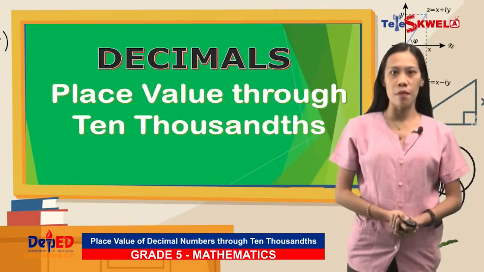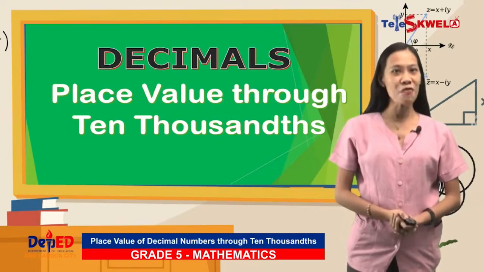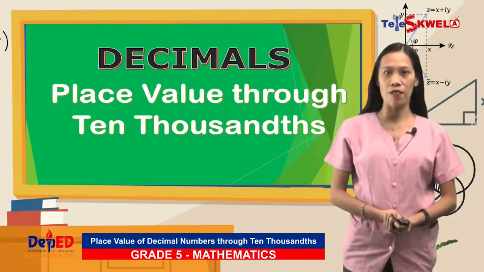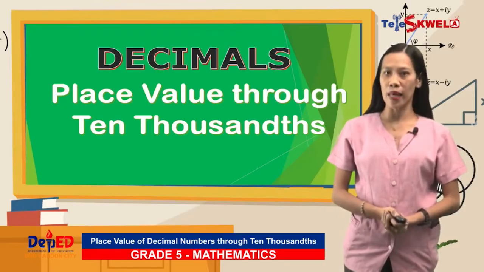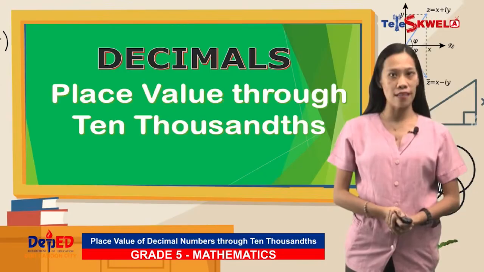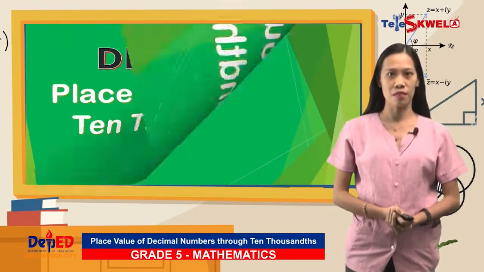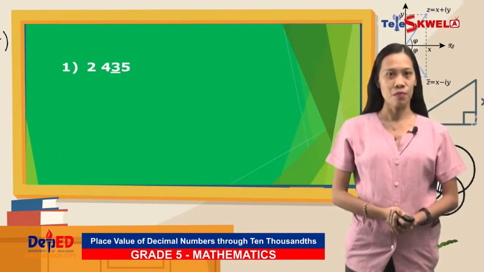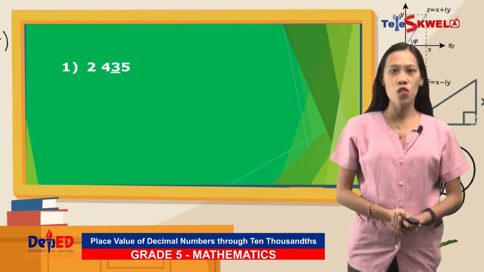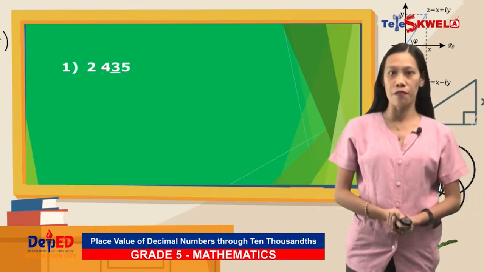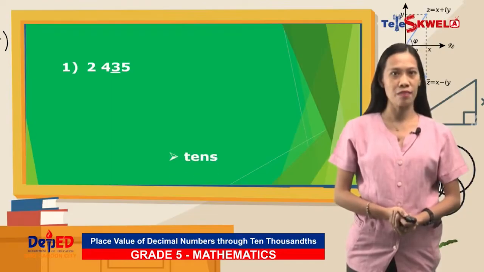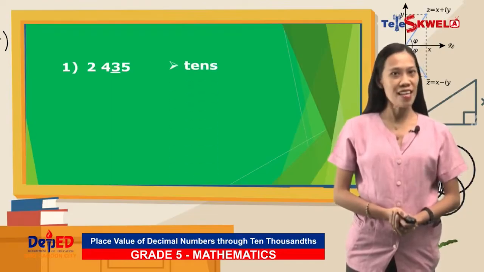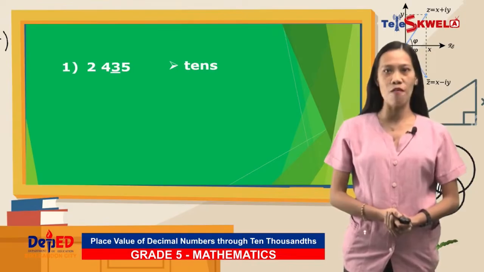Before we proceed with the main lesson for today, let's first have a short recap of the previous. Our task is to identify the place value of the underlined digits. Number 1, 2,435. What is the place value of 3? 3 is in the tens place value.